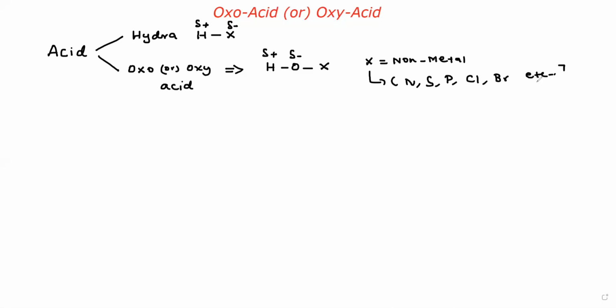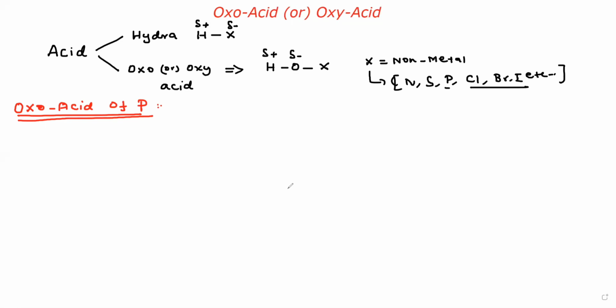In case X is nitrogen, that is called the oxy acid of nitrogen. Sulfur gives the oxy acid of sulfur. Phosphorus gives the oxy acid of phosphorus. Chlorine, bromine, iodine give the oxy acid of halogen. Now today our target is only the oxy acid of phosphorus. Please note the topic is oxy or oxo acids of phosphorus. Very important for your JAM exam or any MSc entrance exam.